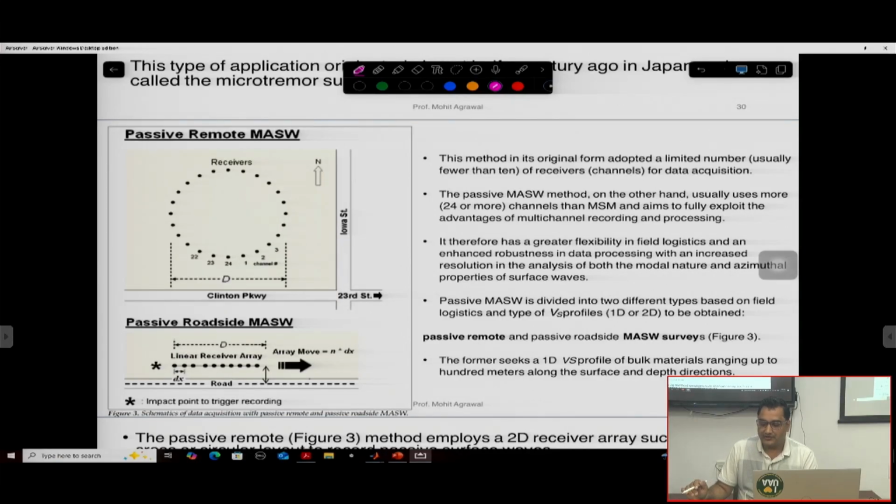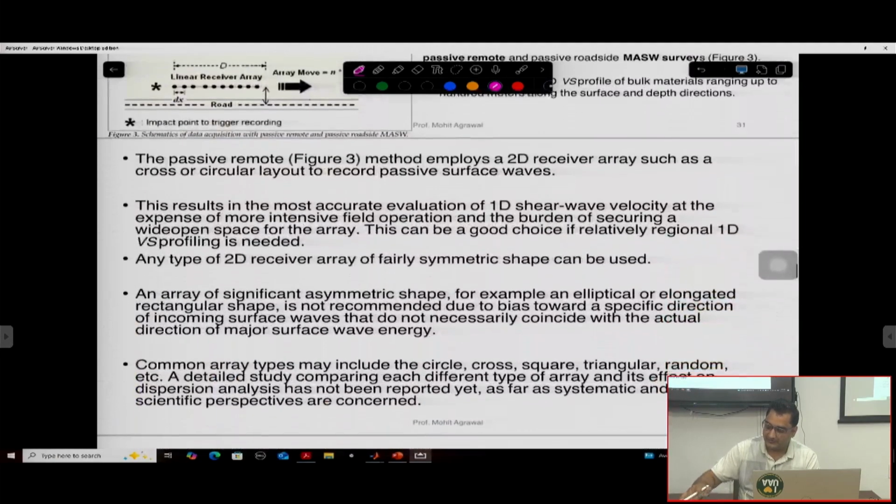So passive remote takes more space. Here the geometry of the receivers will be symmetric. You cannot have an irregular asymmetric geometry of the receivers, otherwise the noise will be in a particular direction. So the passive roadside survey needs a smaller area for the investigation. You can do it in a roll along mode, and then in the roll along mode you can produce the 2D shear wave velocity profile along the roadside.